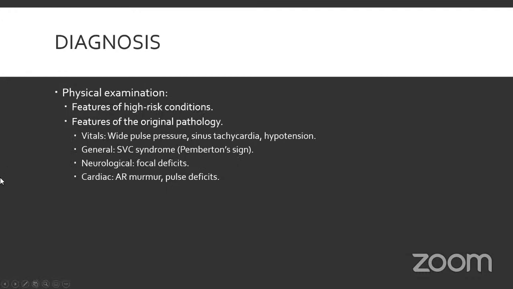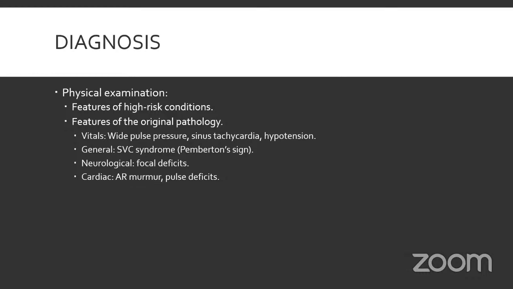On physical examination, usually you'll find features of some of the high-risk conditions, the syndromes that we mentioned before, such as Marfan and other forms of familial genetic disorders, or you'll have features of the original pathology, that is aortic aneurysm. Vitals may show, obviously, the majority of these signs will not be present in a lot of patients, especially if they have a stable aortic aneurysm. However, if you were to find anything, you may find wide pulse pressure due to aortic regurgitation, sinus tachycardia, or hypotension, or other findings.